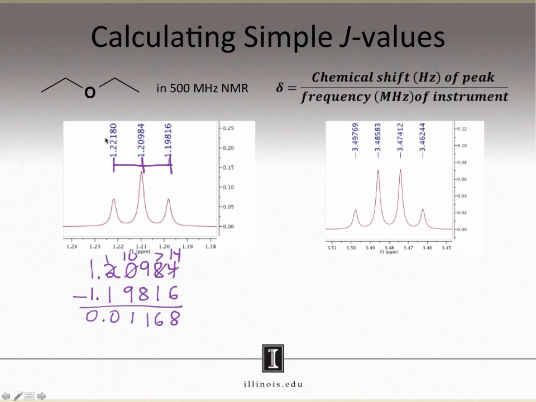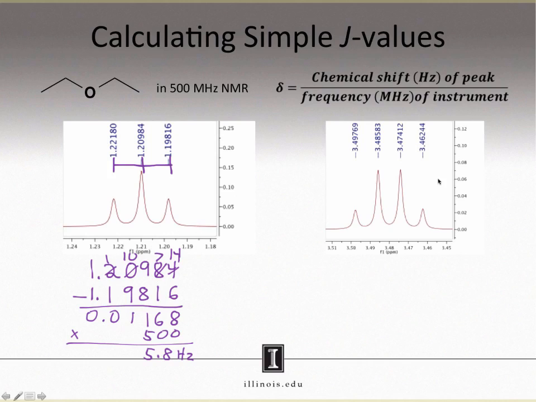And that gives me the difference in chemical shift in ppm. Now if I wish to convert this into Hertz, I simply multiply this by the strength of the spectrometer, which gives me a value of 5.8 Hertz. When talking about J values, we always round to the tenths place. This means that the J value, the coupling constant for this triplet, is 5.8 Hertz.